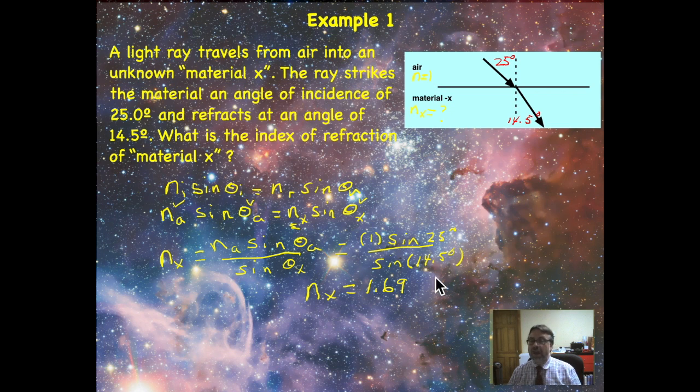The other thing that could happen is I gave you these angles in degrees. It could be that your calculator is in radian mode. So if you're getting an index that doesn't make sense, which for us means an index of refraction that is less than 1, then you want to go back and check that you put the angles in the right place and that your calculator is in the right mode. Okay? All right, let's look at another example.